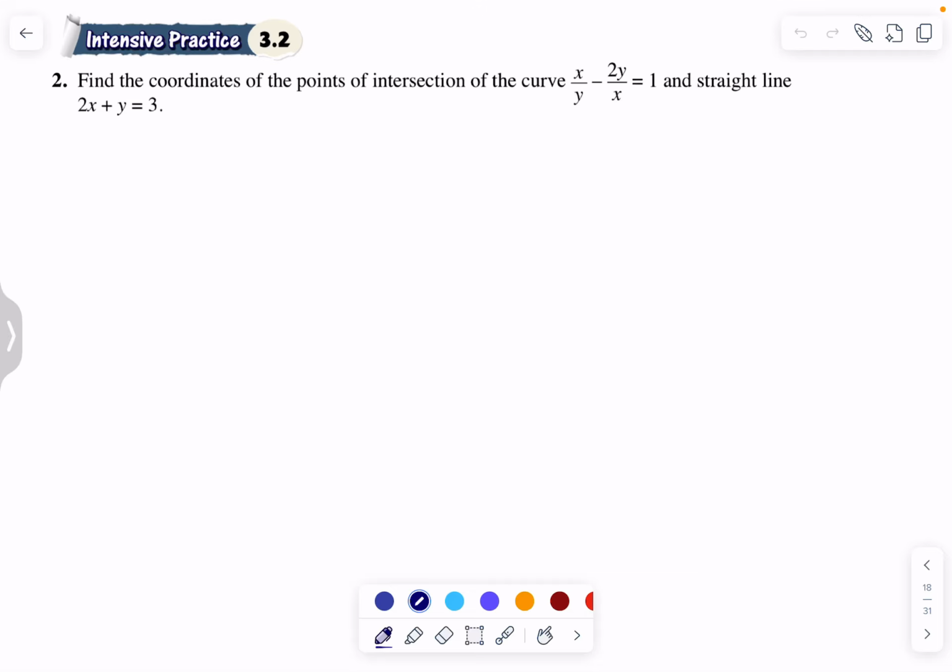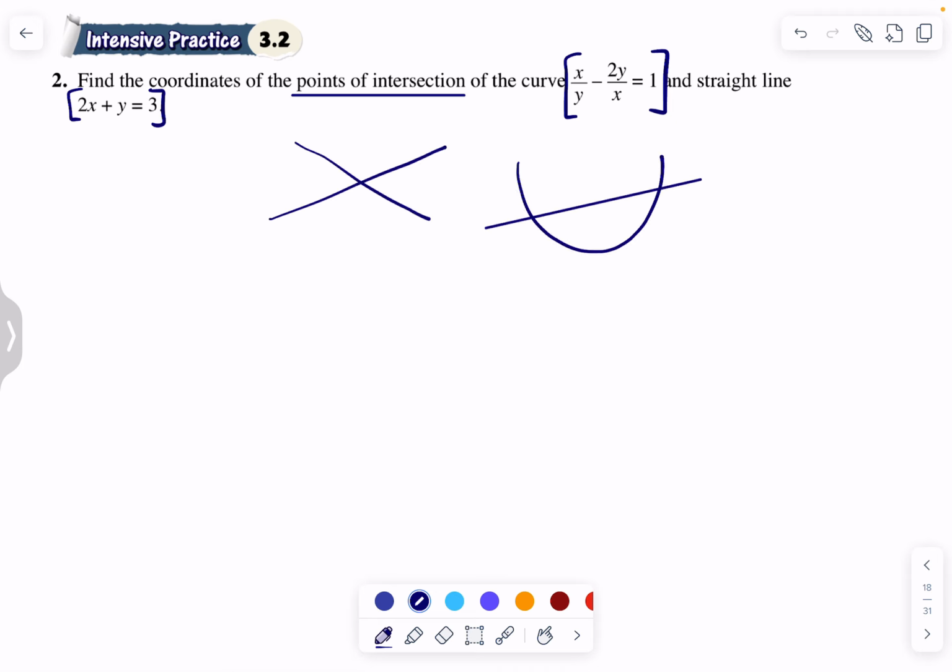Question 2. Find the coordinates of points of intersection of this curve and this straight line. Whenever we have a curve and a straight line, or a straight line and a straight line, or a curve and a curve, any intersection points you want to find, you have to solve the equations simultaneously. So usually this straight line will have its own equation, and this one will have its own equation. You solve these two equations simultaneously, you'll get the intersection point. So in this case, you want to find the intersection between these two, you have to solve them simultaneously.